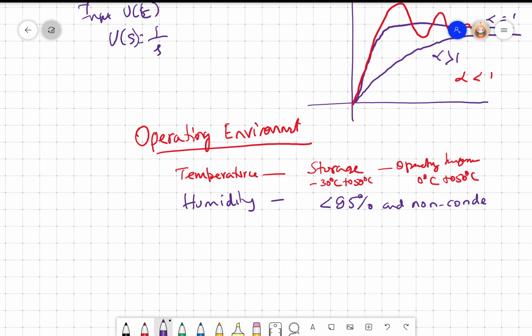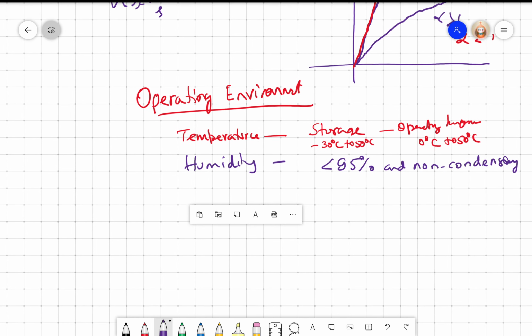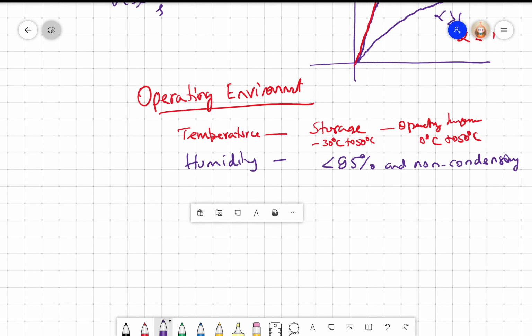Do you understand what non-condensing means? I can tolerate humidity, but it should not convert itself into water molecules, right? Water particles can be in the air, but it cannot become dew on the transducer. Then the transducer will not work, right? Then apart from these two, there is another environment that the transducer may be put to.